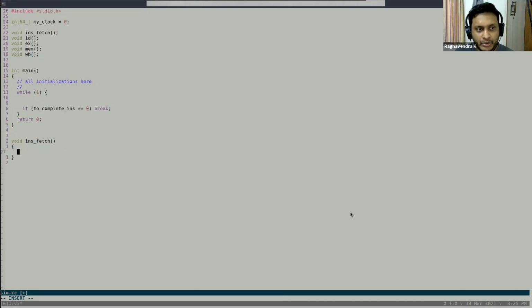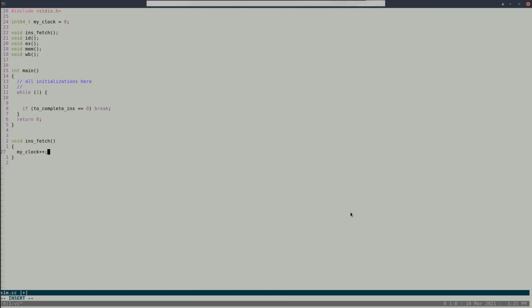Now, do I have to increment the clock here? Do I write my clock plus plus here, or should I not write my clock plus plus here? So you should not write my clock plus plus in that function, because in the same clock itself 4 or 5 functions may be called. Yes, excellent.